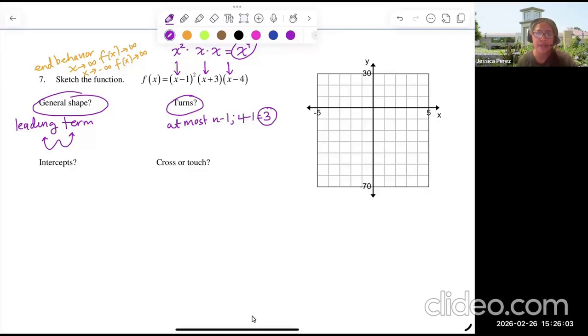Now we are interested in finding the intercepts. So we are going to find the x-intercepts by letting f of x equal to 0.